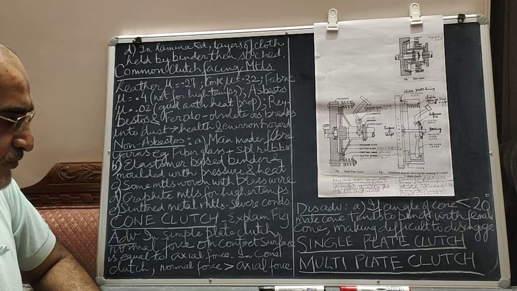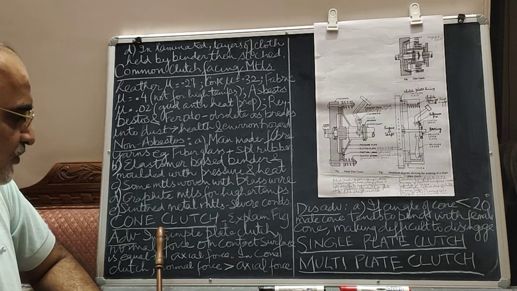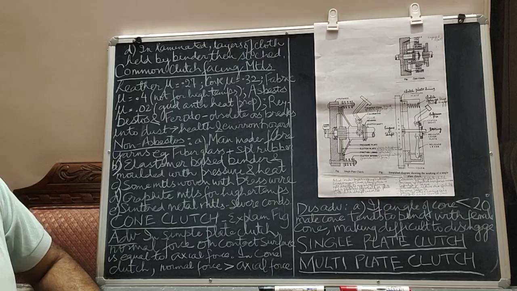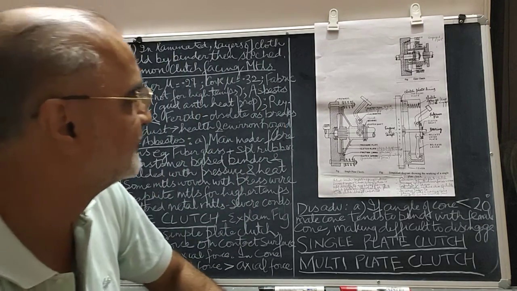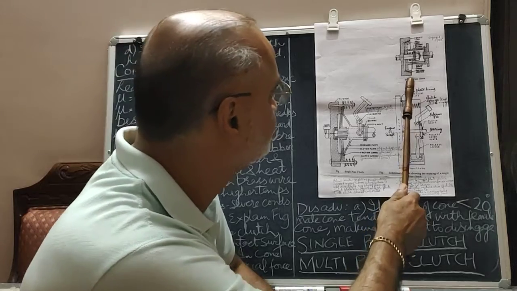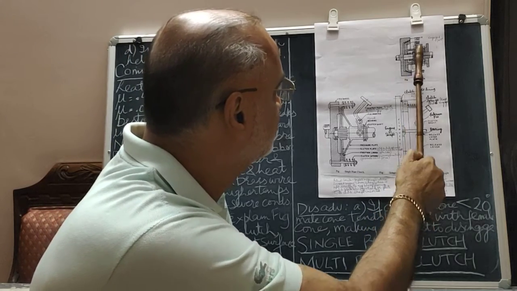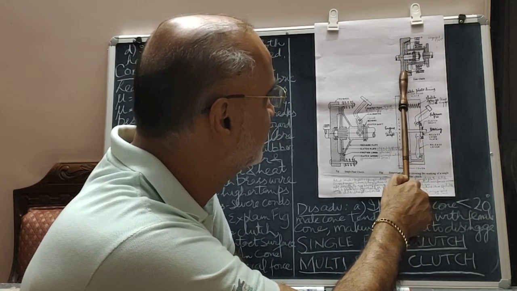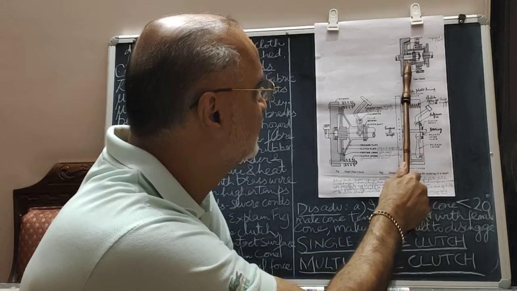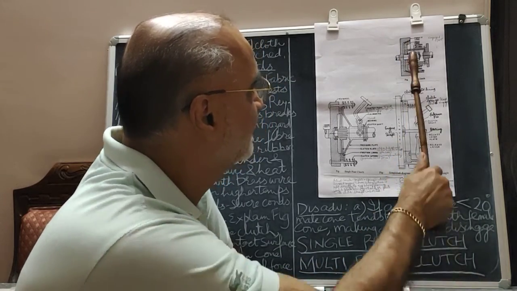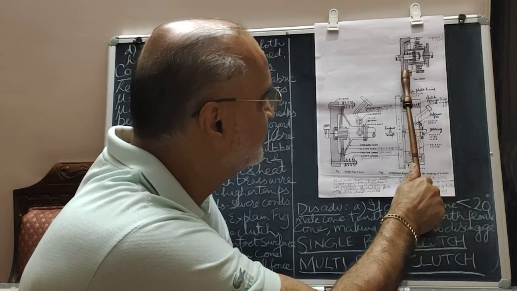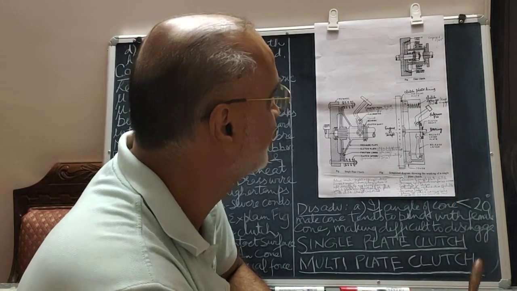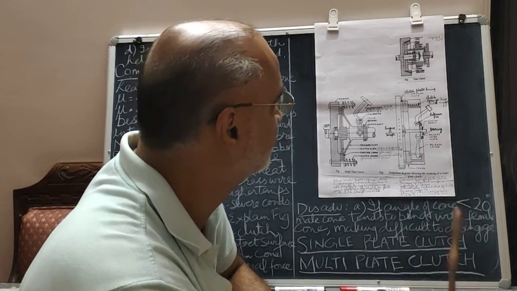Now we'll come to study the three types of basic clutches: the cone clutch, single plate clutch, and the multi-plate clutch. Let us look at the cone clutch. This is a cone clutch. In this, there are two cones, the female cone and the male cone. On the male cone are the friction surfaces mounted. This is the clutch shaft. These are the springs.